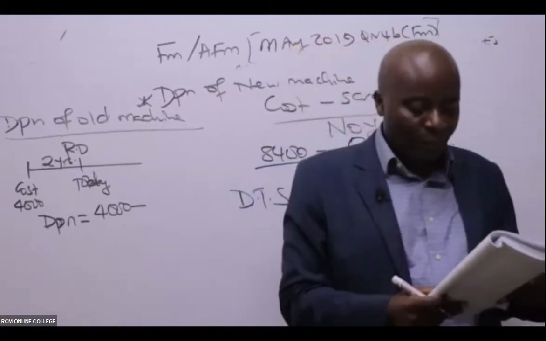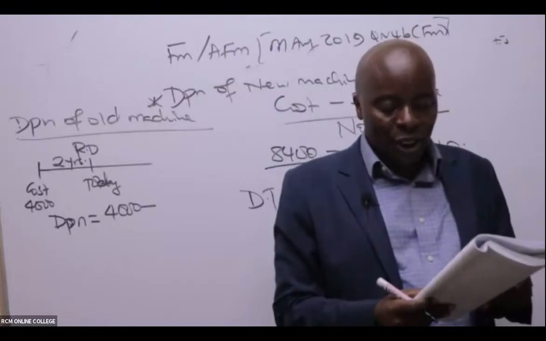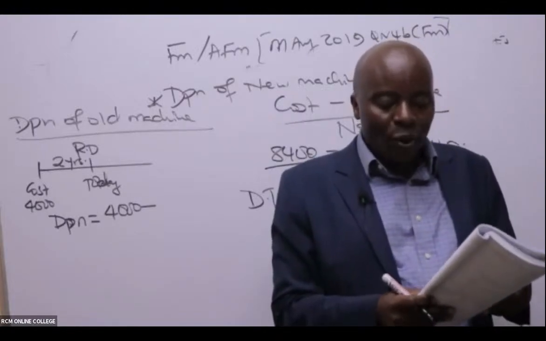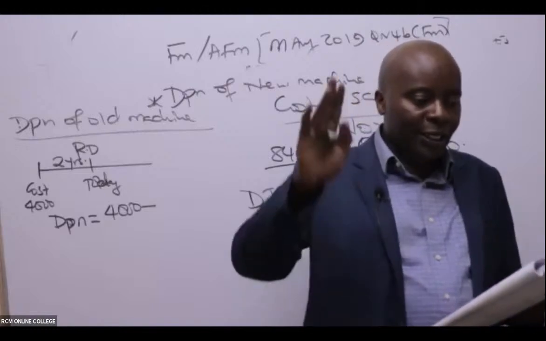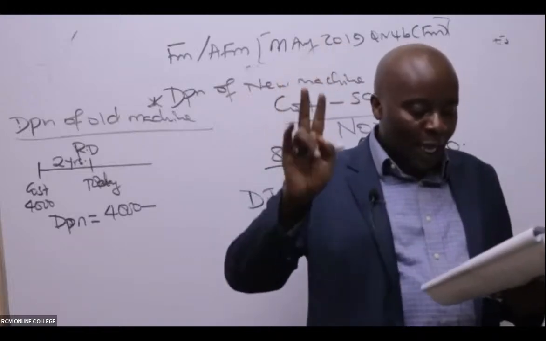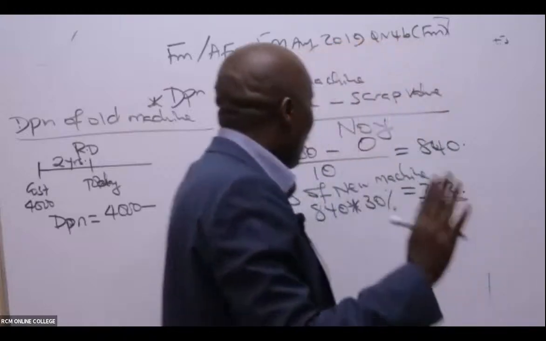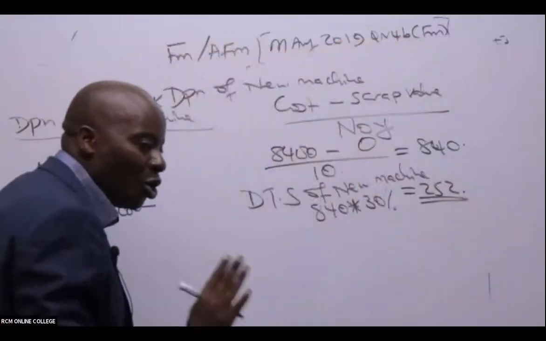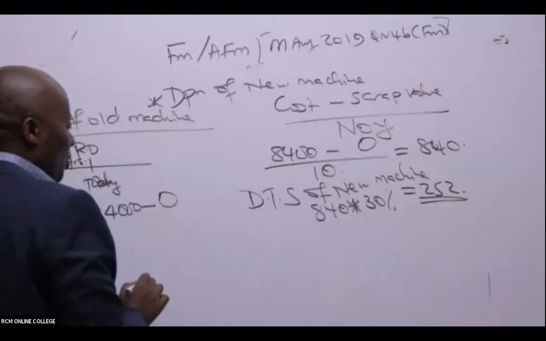Initially, Juhudi Industries Limited intends to replace an existing machine with a new one, which is more efficient. The existing machine was acquired how many years ago? 2 years ago at a cost of 4 million. The useful life of the machine was originally 5 years with no salvage value. Initially, no salvage value.